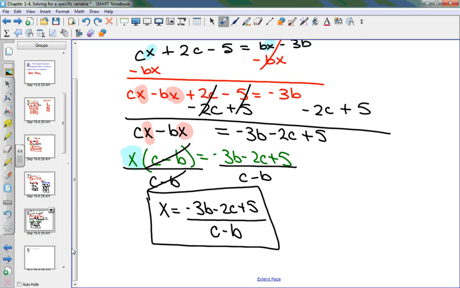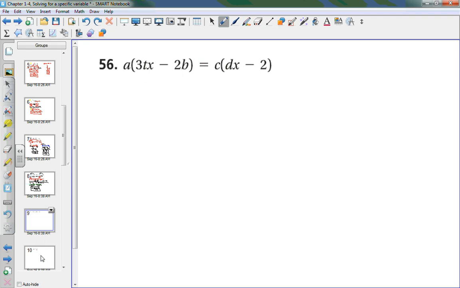Okay. Let's go to the next one. 56 is very similar, and again, it's nasty and ugly. So let's go ahead and try it. I'm going to be solving for which letter here? X. Well, I have an x here in parentheses, and I have an x here in parentheses. But what did we do with the last example? The last example is we distributed. So keeping my terms in alpha order, 3atx minus 2ab is equal to cdx minus 2c.